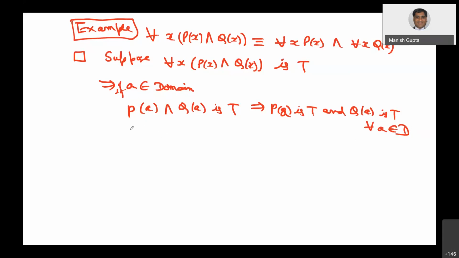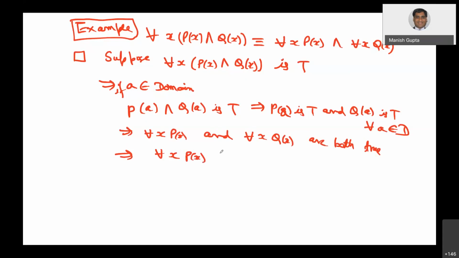Now that means for every x, P(x) and for every x, Q(x) are both true. This implies that for every x, P(x) meet for every x, Q(x) is true. Okay, so one side is done. We started with the left hand side. We arrived at the right hand side.